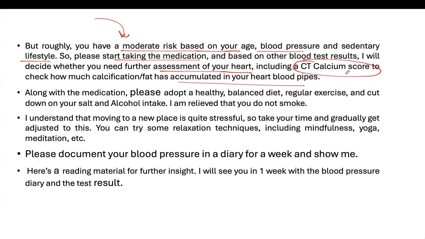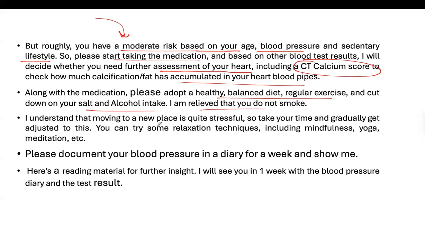CT calcium score is a very fast test where we send the patient for a CAT scan or CT scan of the heart, and it can tell how much calcification has happened already in their heart. And based on that, we can decide whether we need to put the patient on a statin or aspirin. Okay? Along with the medication, please adopt a healthy lifestyle. Talk about all of them.